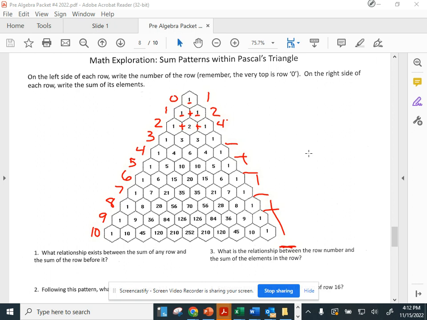Number 3 is what is the relationship between the row number and the sum. So look at that row number, look at the sum. What are we doing each time? Look at the row number, how are we getting it to that sum? Following that pattern, see if you can find the sum of row 16. So when we're doing these kind of logic problems, we want to be finding those patterns and the rules that we can follow to find the bigger numbers for future rows. So see if you can fill in those patterns to find those answers.